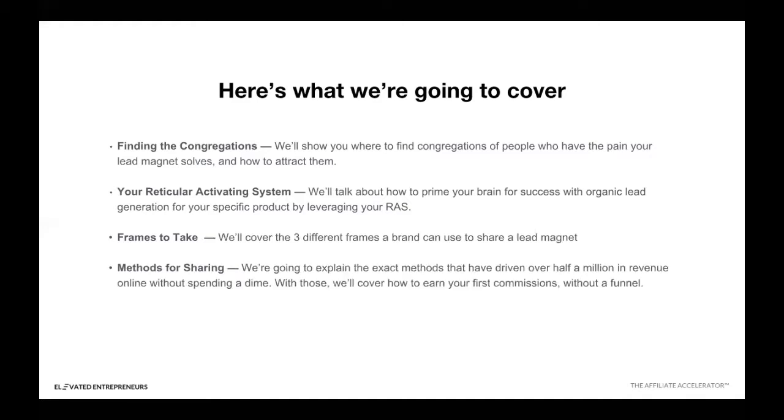We're also going to talk about, obviously, the methods for sharing. We're going to dive deep on this, and we're going to explain these methods that have literally driven us over 500,000 in revenue online without spending a dime. And with those methods, you're going to be able to earn your first commissions without a funnel.